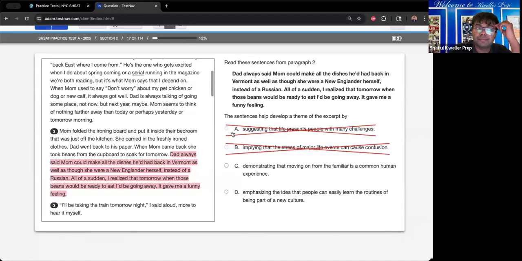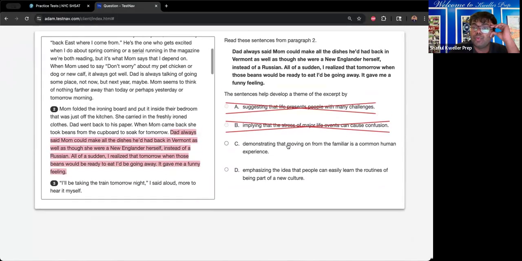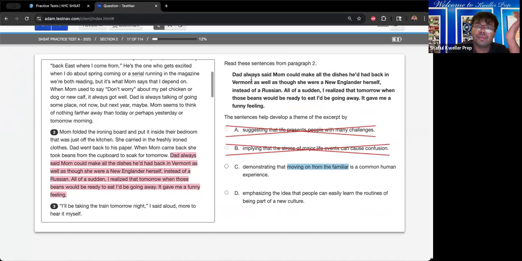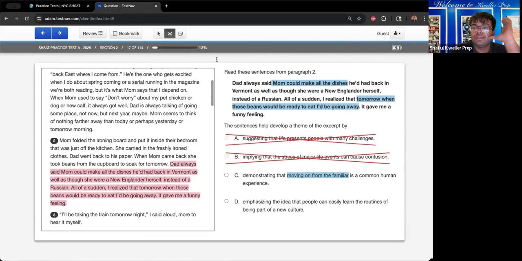C says demonstrating that moving on from the familiar is a common human experience. This is more specific. I like this because it says moving on from the familiar. That's really what's going on here, right? She's familiar with her parents' food, the fact that the mom could make all the dishes, and then she immediately talked about how tomorrow when those beans are ready, I'd be going away, so she wouldn't be there. So this is her moving on from the familiar. So it could be C.